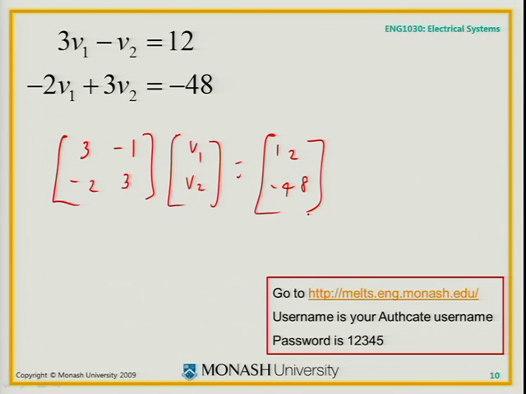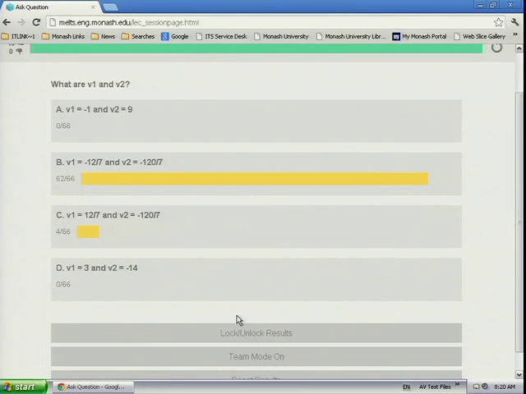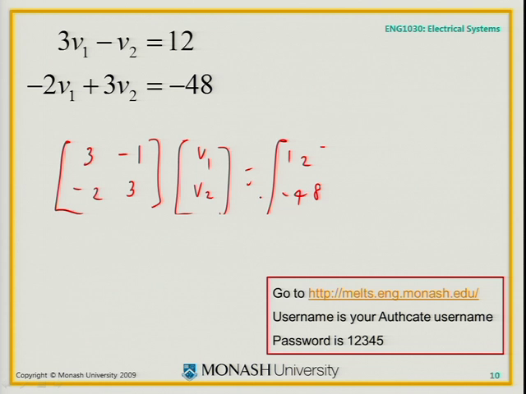All right, I think you'll have made a pretty good effort there. Look at that. A lot of people think minus 12 on 7 and minus 120 on 7. I reckon that's right. I reckon the 65 out of 69 have it. So that's right. You can solve that. V1 would be minus 12 on 7 and V2 would be minus 120 on 7.